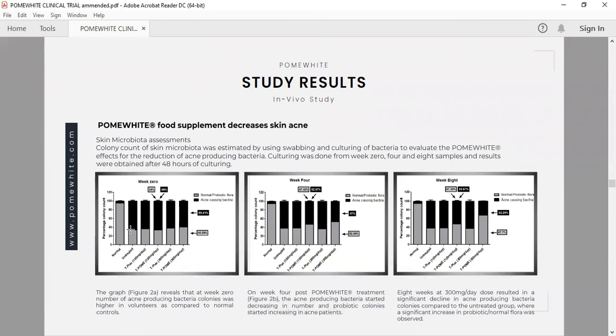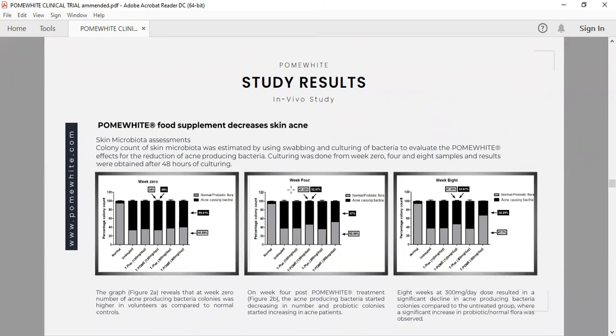Here, we can very easily see that in all the untreated groups, the level of normal probiotic flora is less than the acne causing bacteria flora, because obviously these people have moderate to severe acne problems, and that's why their flora has more acne producing bacteria. In normal people, very few bacterial colonies could be seen that could cause infection of the skin. Otherwise, almost 90% of their flora is the normal flora of the skin.